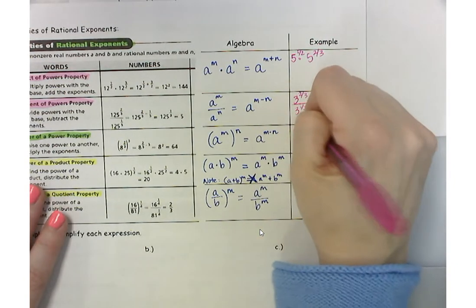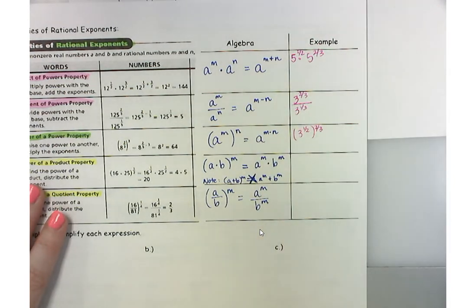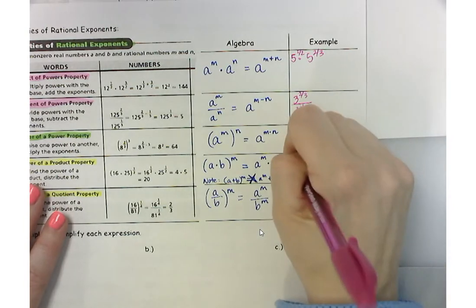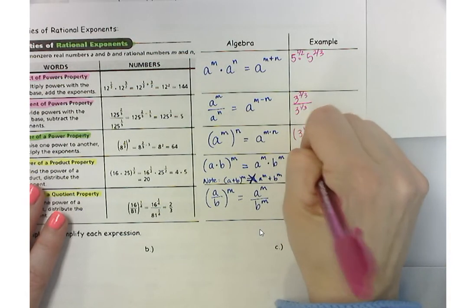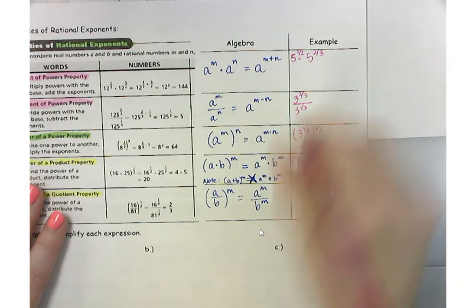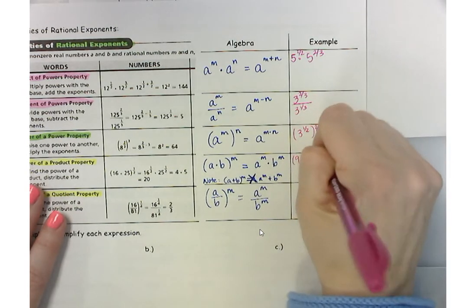This one is going to be the most amount of work without a calculator, but we'll do some of that together. And then 8 over 27 to the power of 1/3.